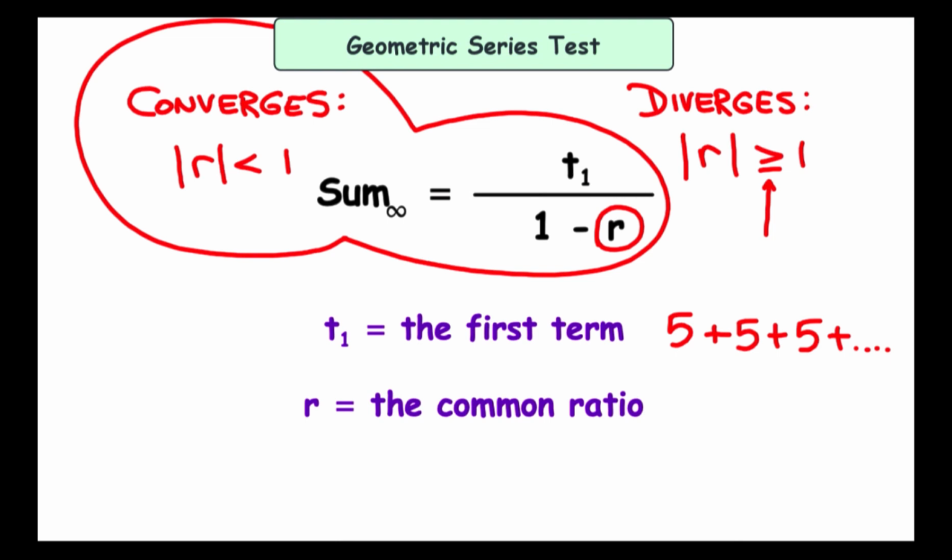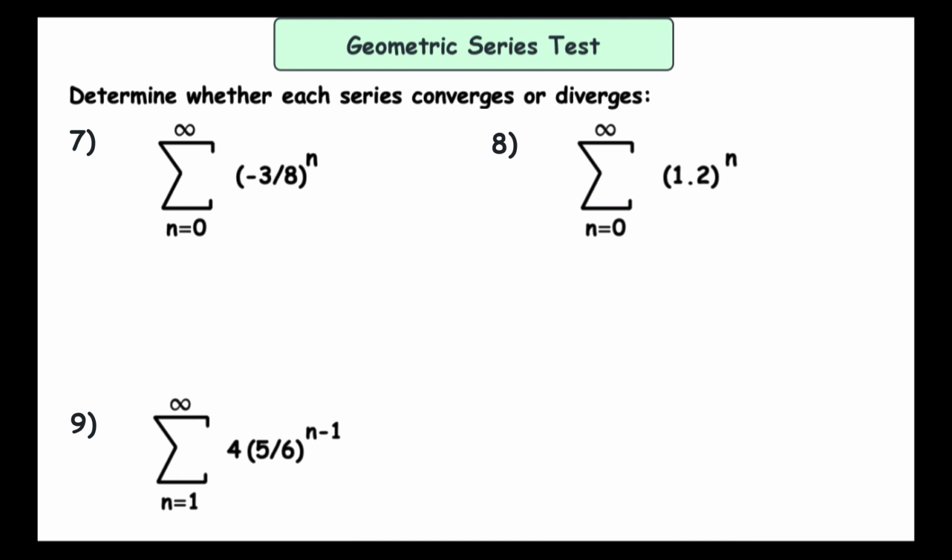Here it's kind of obvious, but it's not always obvious. Determine whether each series converges or diverges. This might be the easiest thing I'll teach in the whole chapter. What you do is you look at the summand, and this ends up being the r right here.